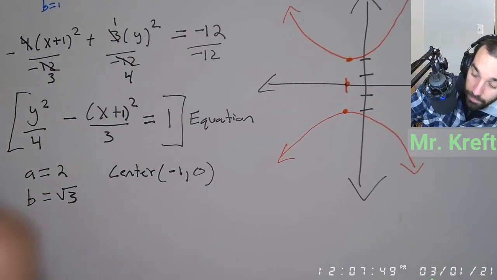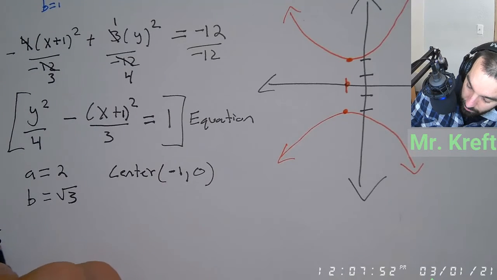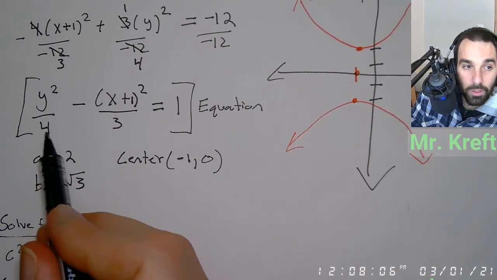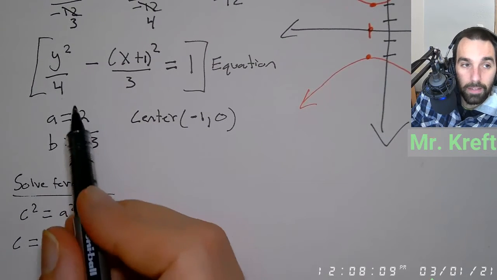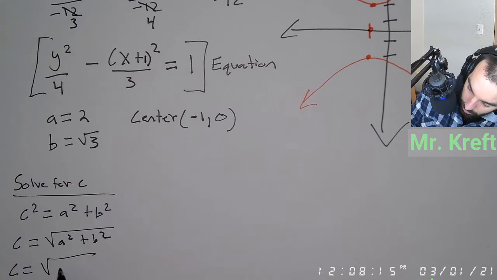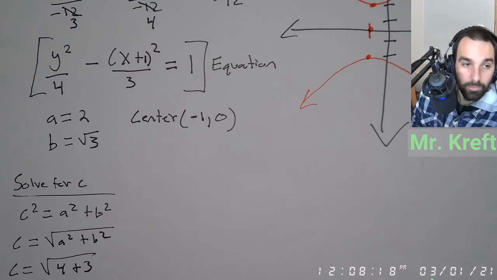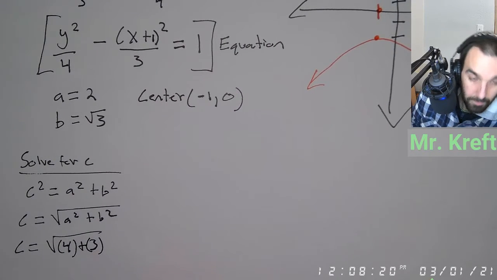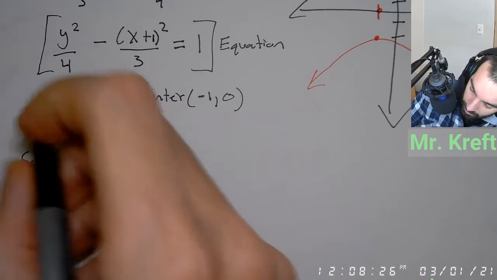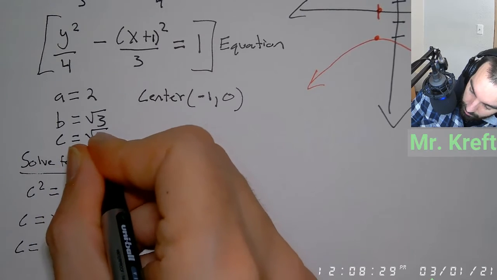Now I'm going to need C to find my focus. So to find C, I have C squared equals A squared plus B squared. So that is C equals the square root of A squared plus B squared. So I already have A squared and B squared, right? It's 4 and 3. So my C is going to be the square root of 4 plus 3. 4 plus 3 last time I checked is 7. So C is going to be the square root of 7.